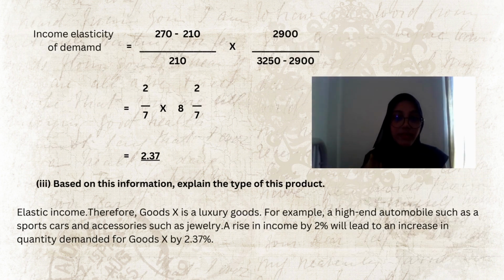Question 3, Roman 3: based on this information, explain the type of this product. The answer is income elastic. Therefore, good X is a luxury good, for example a high-end automobile such as a sports car, and accessories such as jewelry. A rise in income by 2% will lead to an increase in quantity demanded for good X by 2.37%.